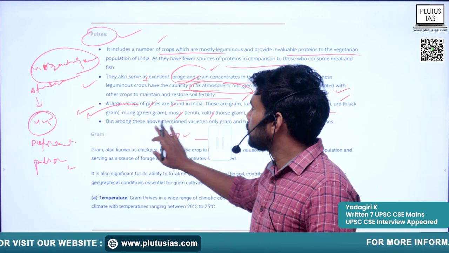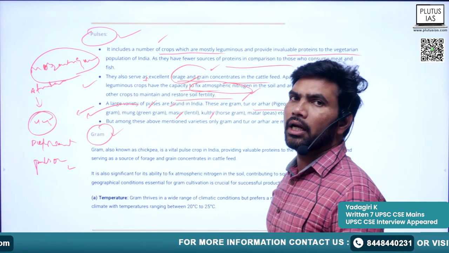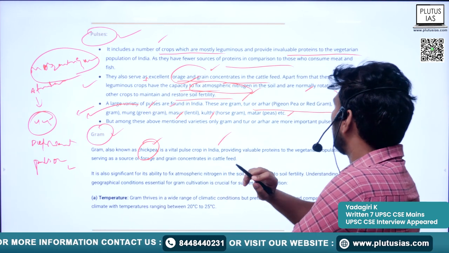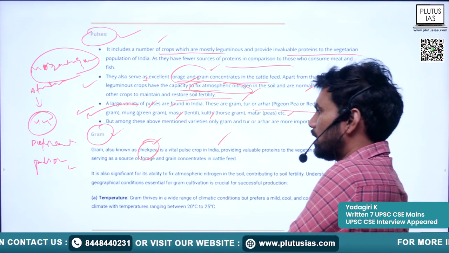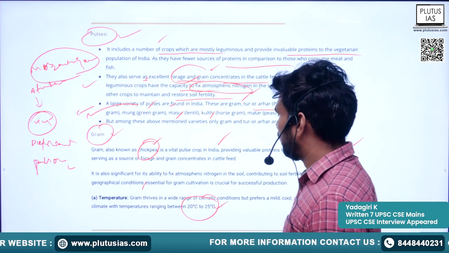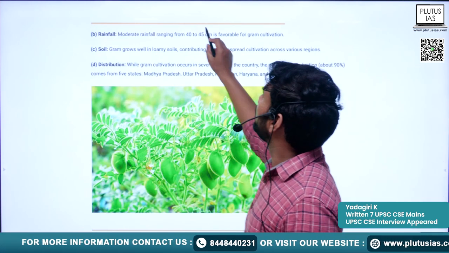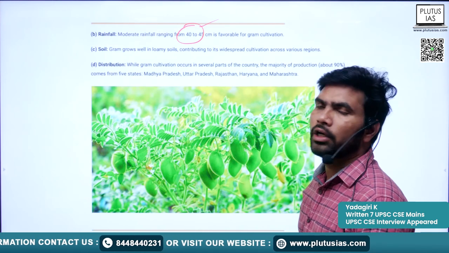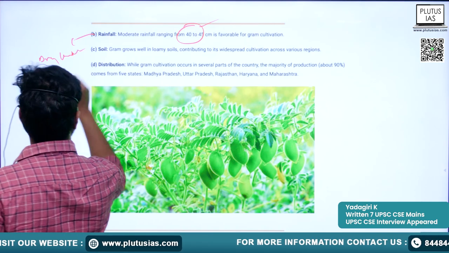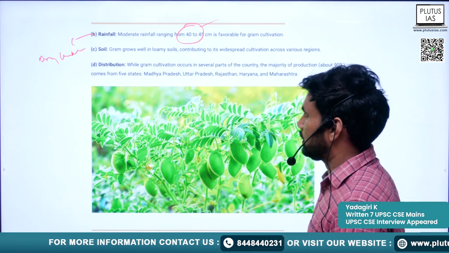So in pulses, one of the major categories is gram. Here we will understand the conditions for gram. It is also known as chickpea. It is a vital crop in India, providing valuable proteins to the vegetarian population. Temperature: the ideal temperature required is 20 degree centigrade to 25 degree centigrade. Rainfall required is 40 to 45 centimeters. So it is majorly a dryland crop because the rainfall required is very, very less.